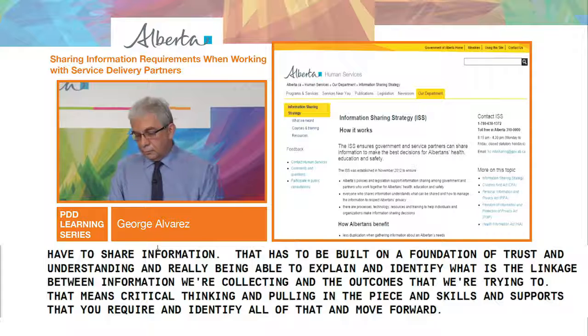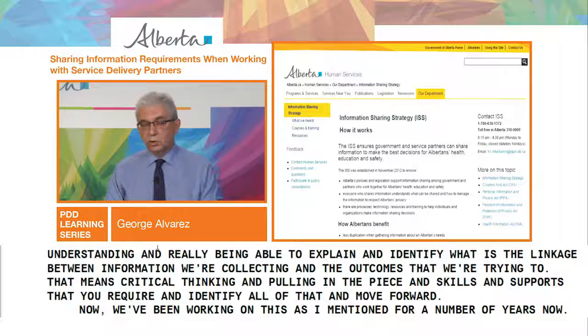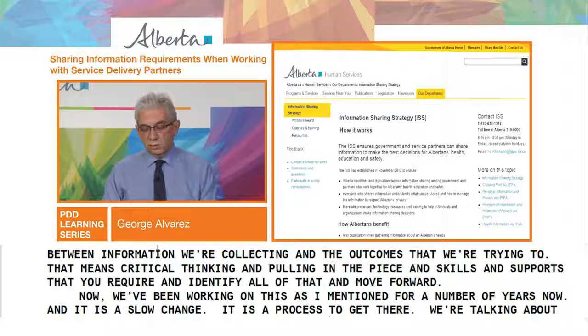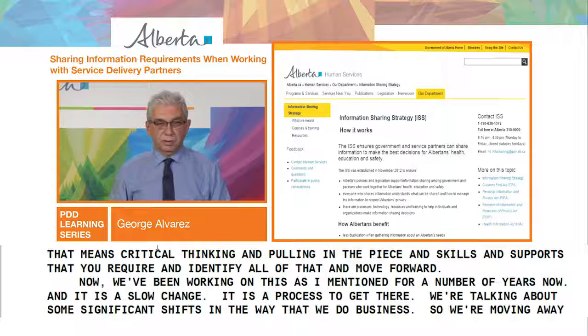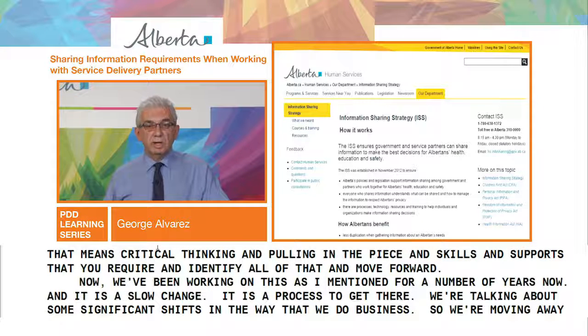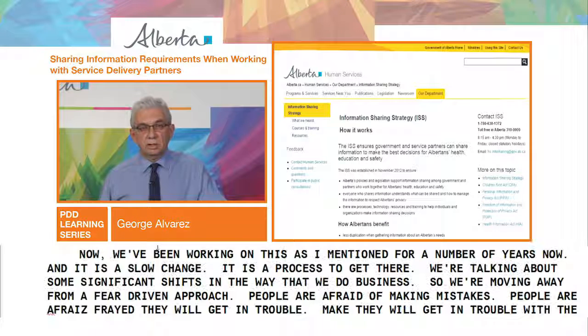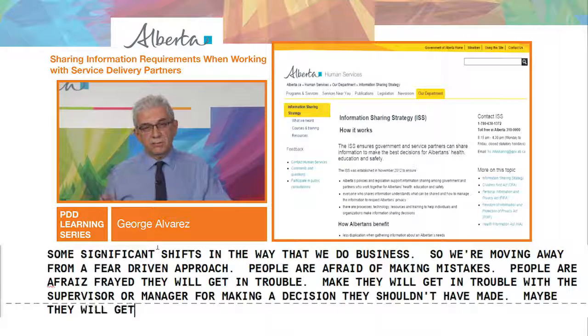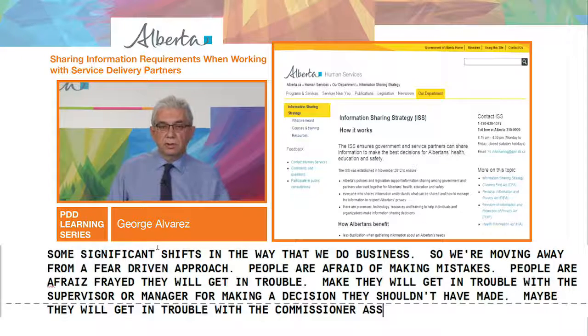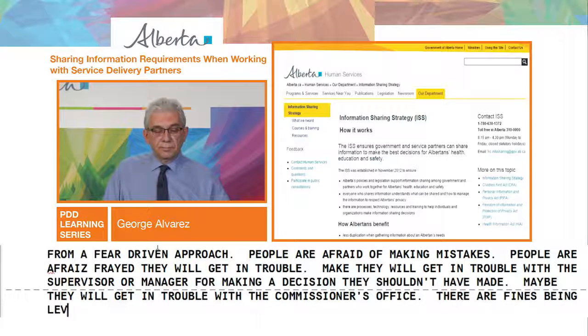Now, we've been working on this, as I mentioned, for a number of years now, and it is a slow change. It is a process to get there. We're talking about some significant shifts in the way that we do business. So we're moving away from a fear-driven approach. People are afraid of making mistakes. People are afraid they're going to get in trouble. Maybe they're going to get in trouble with their supervisor or their manager for making a decision that they maybe shouldn't have made. Maybe they're going to get in trouble with the commissioner's office because, you know, that nasty privacy commissioner, they've got fines that are being levied for inappropriate information sharing decisions.